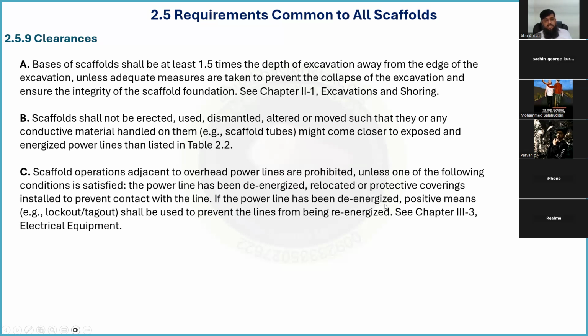If the power line has been de-energized, positive means lockout tagout shall be used to prevent the lines from being re-energized, meaning from the source of the line lockout tagout has to be implemented. And then locally we ground those lines as well. For grounding again, technically we have to look forward. The line should be directly grounded, the incoming line.